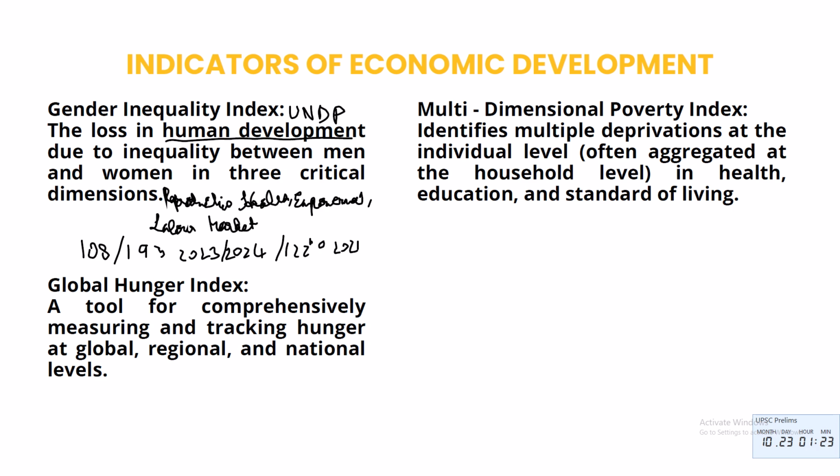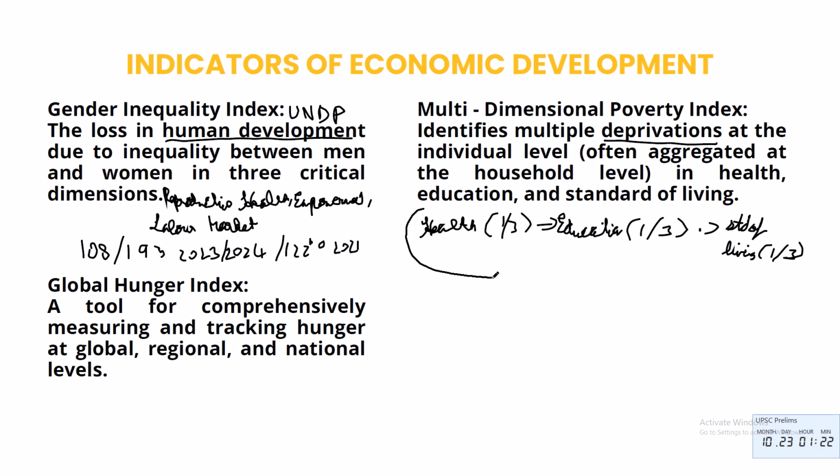So next one is the Multidimensional Poverty Index. It identifies multiple deprivations at the individual level, often aggregated at the household level, in terms of health, education, standard of living, etc. So again, here three components are brought into aspect. Health is considered one third, education is considered one third, and one more thing which is considered is standard of living.